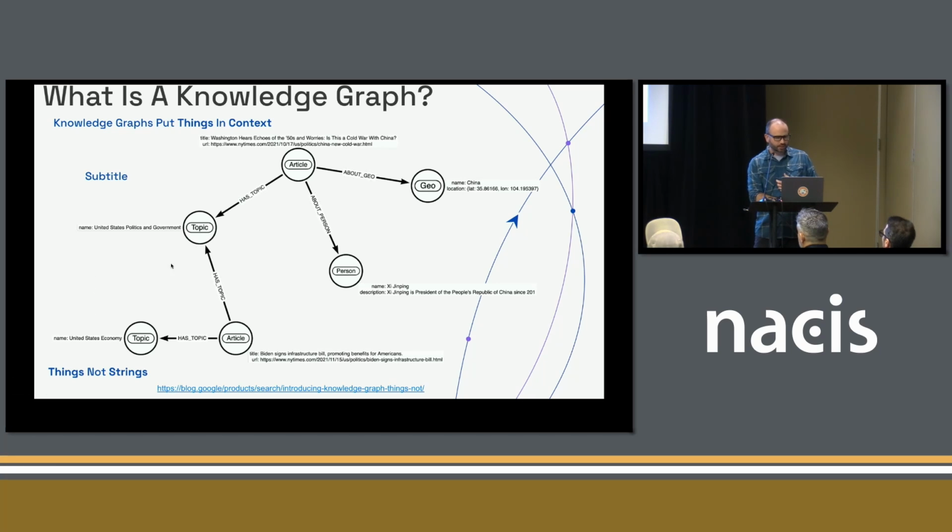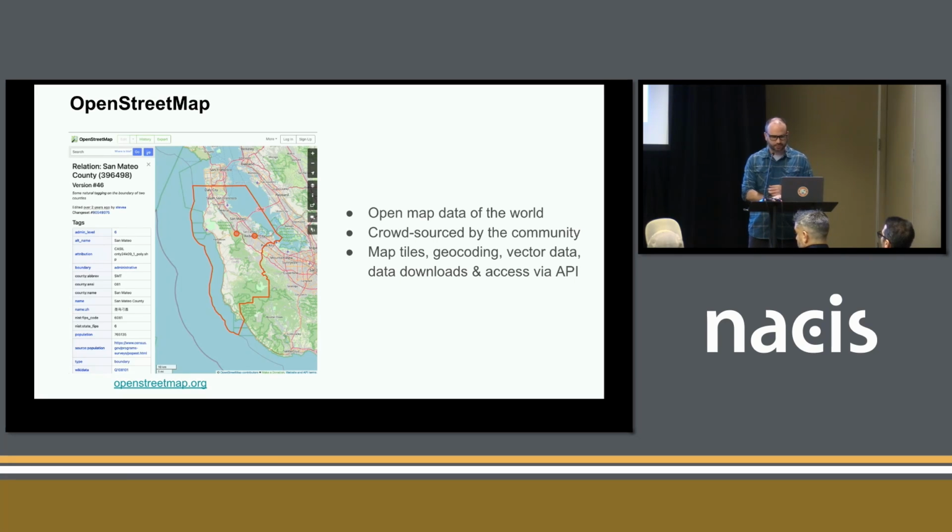so that when we have, like this one here, a topic node, and we have an article about United States politics and government, and we have another article that has that topic, we don't create a duplicate of the topic node, we create another relationship to it. So we have some canonical representation of the thing. When Google released their knowledge graph in maybe 2012, they put out this blog post talking about things, not strings, that I think was really helpful to have a framework for how to think of what is the value of a knowledge graph.